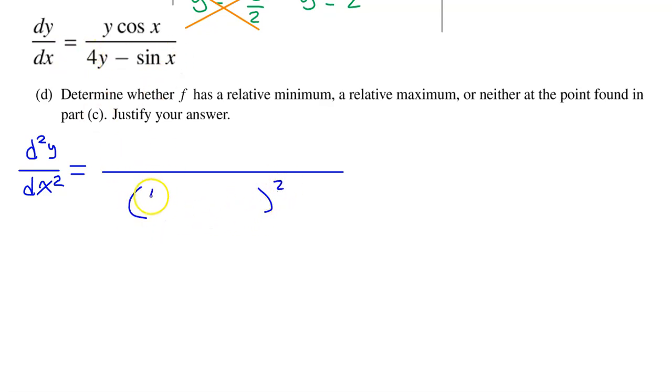The bottom squared is 4y minus sine x, squared. Now, what was the rest of that again? Low d high. Low means copy down the denominator, 4y minus sine x. D high means the derivative of the numerator. But this is going to require the product rule. We have the yellow function y times the blue function cosine x. So to take the derivative here, we are going to have to go through this twice.